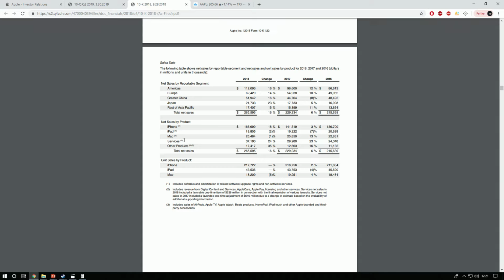The biggest driver, I think, what you can see right here, is services. As you can see, they grew 23% from 16 to 17, and then another 24% from 17 to 18, which is huge. Like, a 24% growth rate is huge.